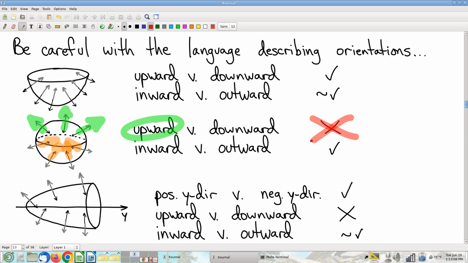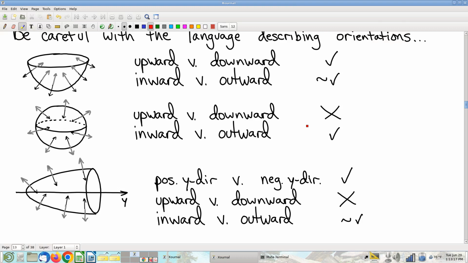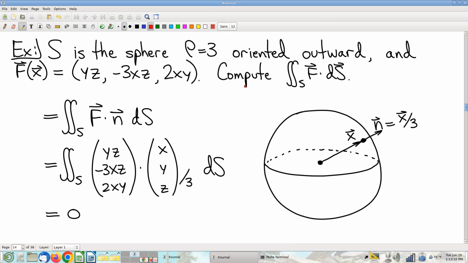Is everybody happy? Okay, so be careful with the language. Think through the examples that I've got written here. You're going to see me use orientation language in many subsequent examples, and try to always be thoughtful about the trade-offs and is the language really doing the job that it needs to do? Okay. Sometimes you get lucky. Very often you get lucky.